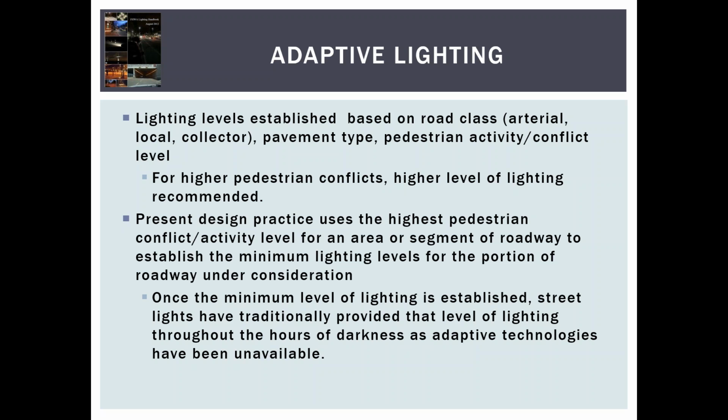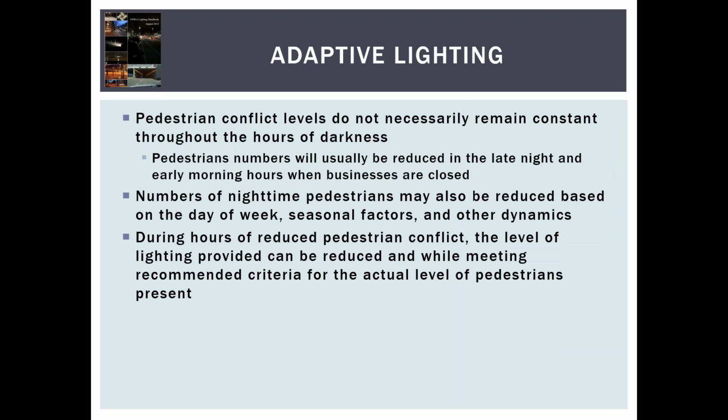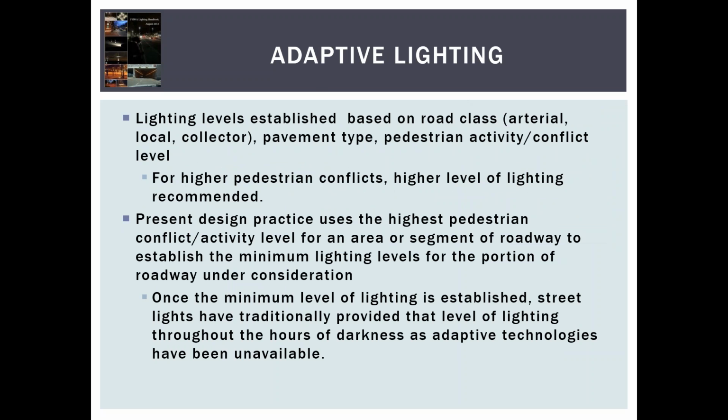And the higher the level of pedestrian conflict, the higher the level of lighting recommended. The present design practice is to use the highest pedestrian conflict activity level for a segment of roadway to establish the minimum lighting levels for the portion of roadway under consideration. Once the minimum lighting level is established, the street lights have traditionally provided that same level of lighting throughout the hours of darkness, as adaptive technologies had not been available in the past.